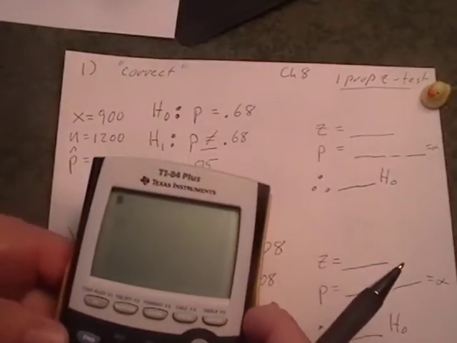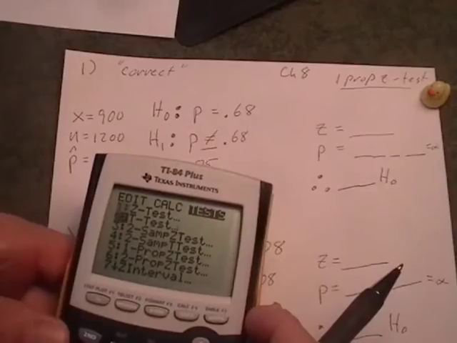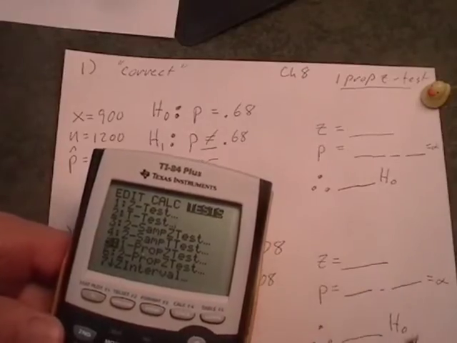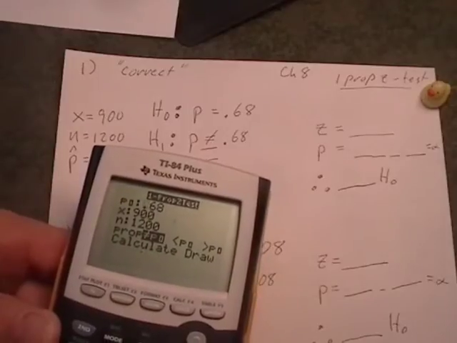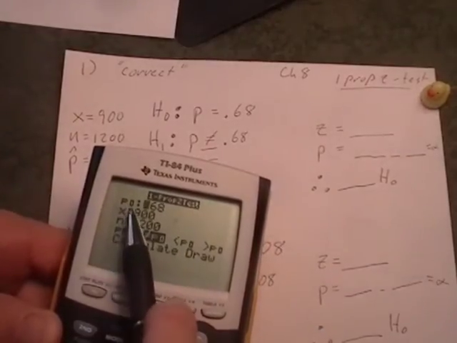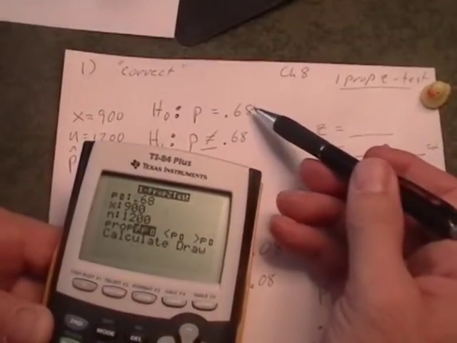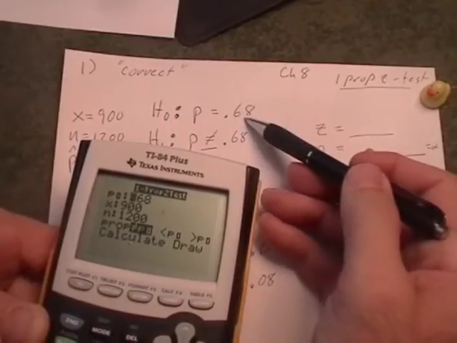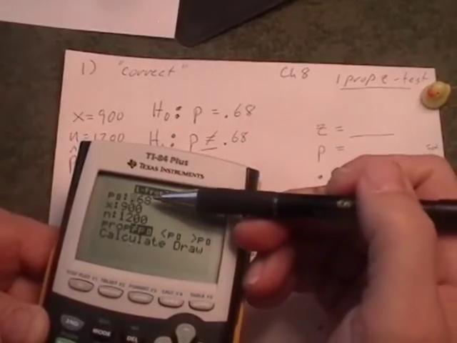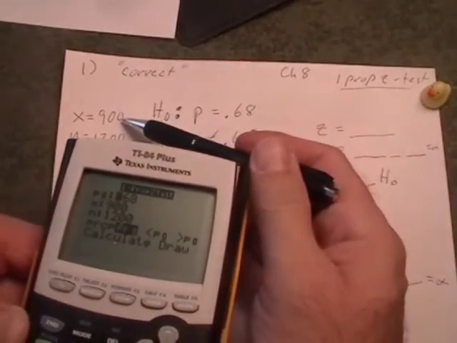So, stat, test, 1 prop z test. I see it on line 5. So, enter. P0 is the proportion from the null hypothesis. So whatever this value is, put it in here. So 68%, 0.68.